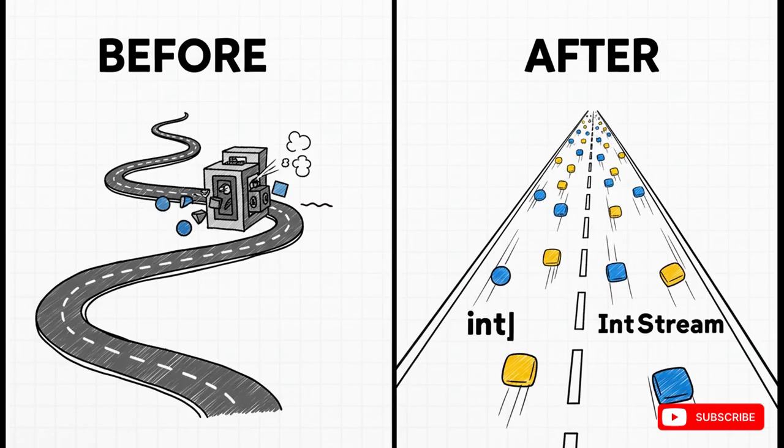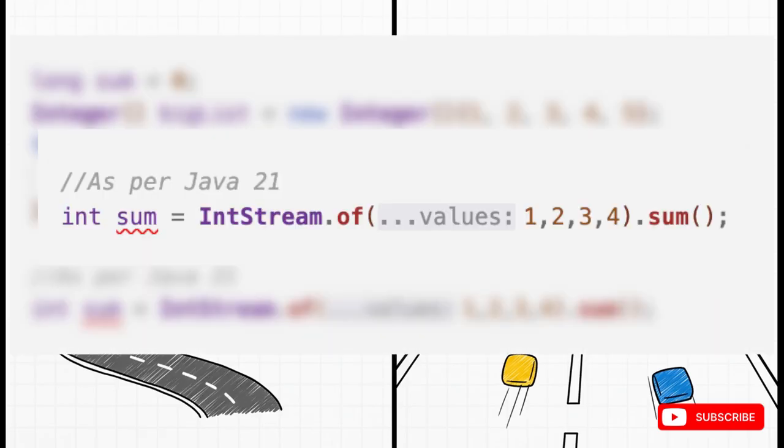So how do we fix it? Well, the solution is to stay in that fast, efficient world of primitives whenever you're doing heavy-duty calculations. Instead of a list of Integers, maybe use a simple int array. Or even better, use Java's fantastic primitive streams, like IntStream. They are literally designed for this exact problem, and they avoid all that boxing overhead completely.